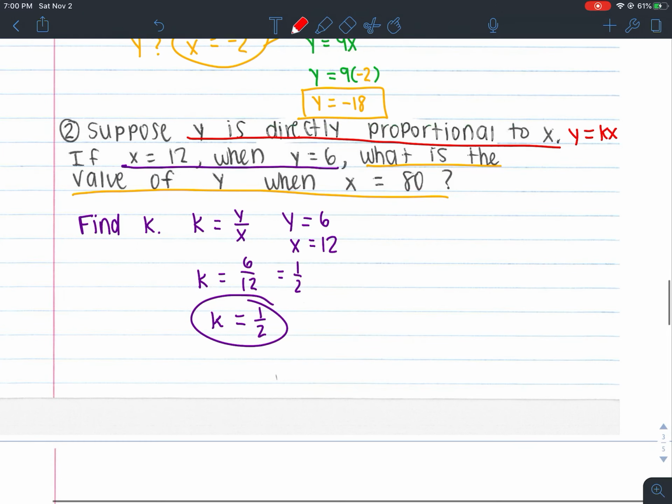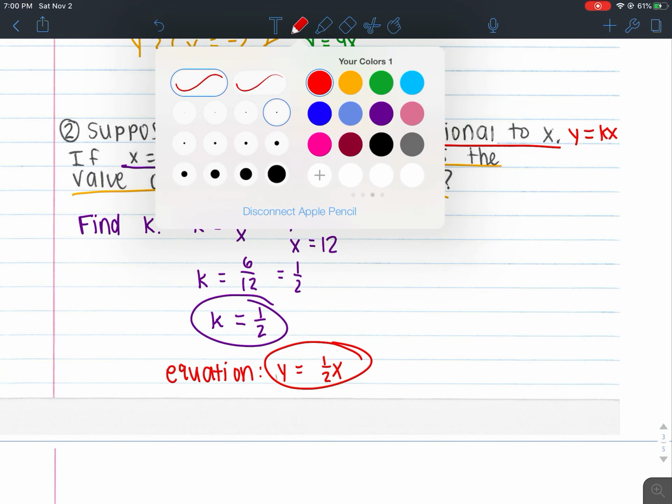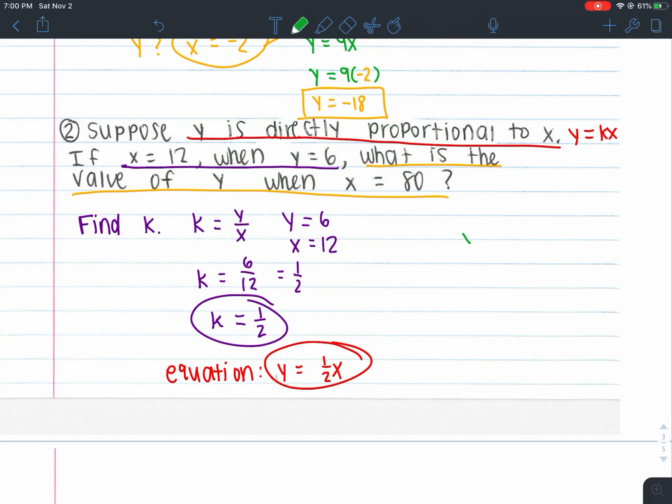So the second step, you want to write the equation. Well, my equation would then be, remember, it looks like y equals kx, so plug the k in. So y equals 1/2 x. That's my equation. The last step, let's solve the problem. Well, what do we know? We know that our equation is y equals 1/2 x, right? But let's use this equation to help us solve this problem now. y equals 1/2 x.